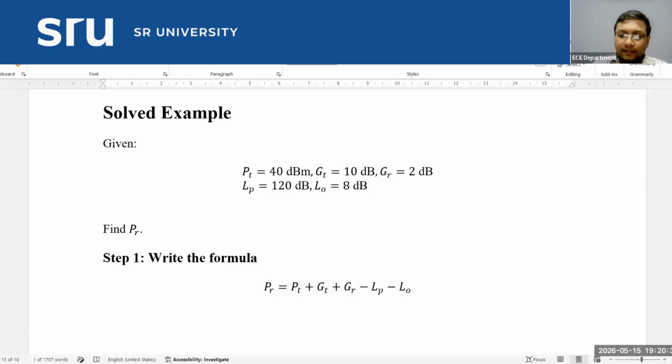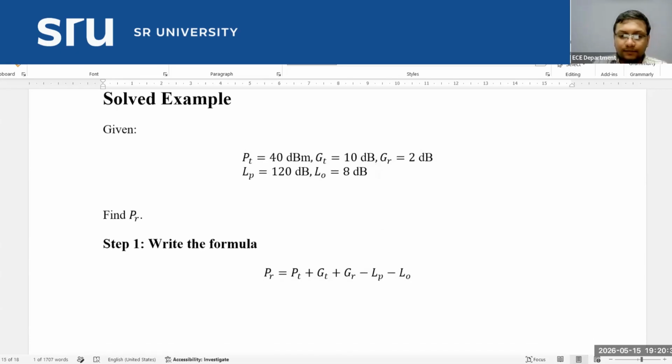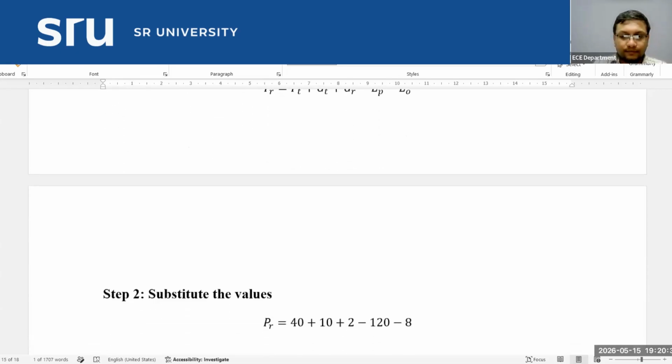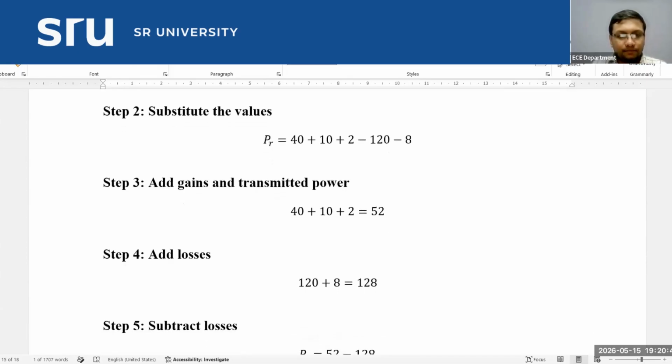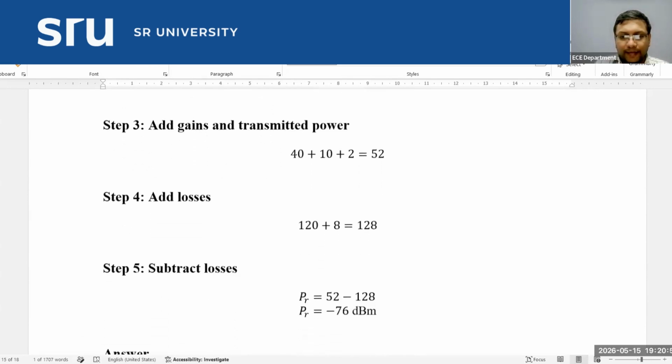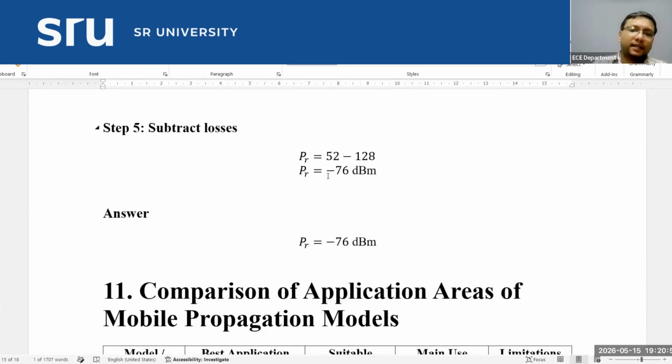So if I simply put the values, this could be 40 plus 10 plus 2 minus 120 minus 8. If I finally calculate this, it comes as minus 76 dBm.